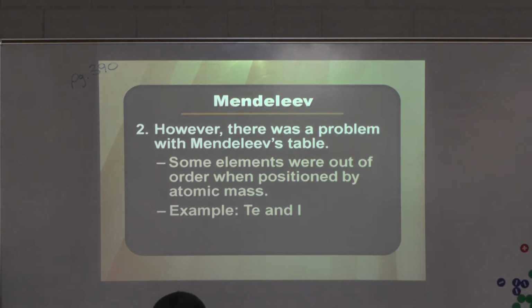Selenium and iodine are probably the two that we look at the most. There's a couple other guys. But if you look, iodine actually is less massive than selenium. Everybody see that? But iodine has one more proton. Alright, let's see if you can get this from last chapter. Why would iodine have less mass even though it has one more proton?